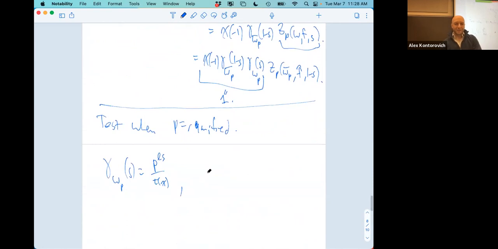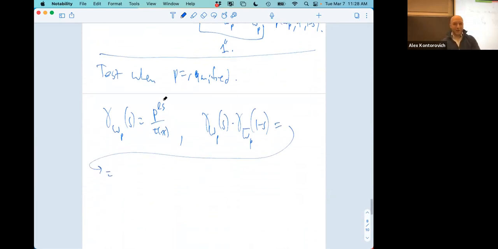And so if I take this gamma omega P and multiply it by gamma omega bar at 1 minus S, what do I actually get? So I put in the value of this, P to the L tau of chi, and I put in the value of this. So that's P to the L 1 minus S. Instead of tau of chi, I have tau of chi bar. P to the L and P to the minus L minus S cancel.